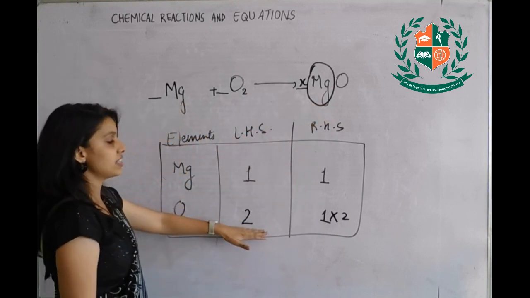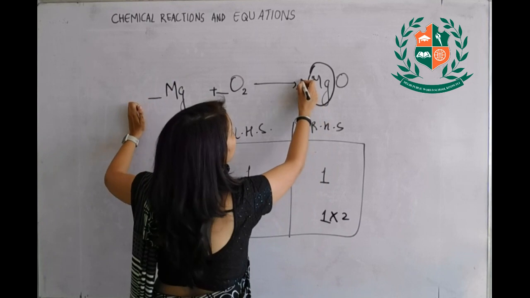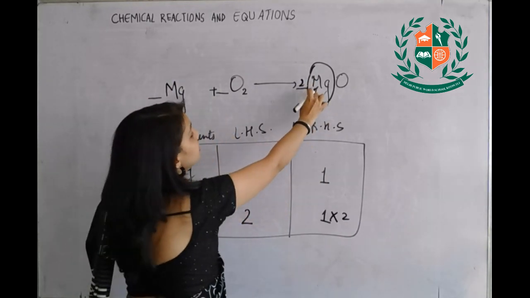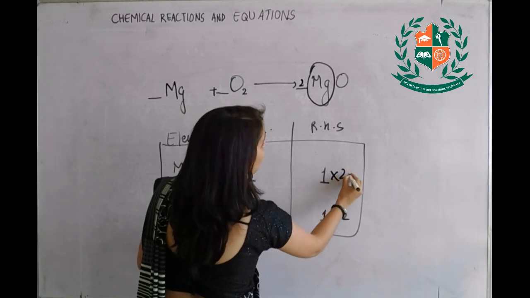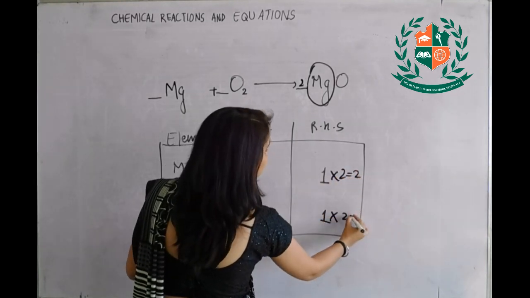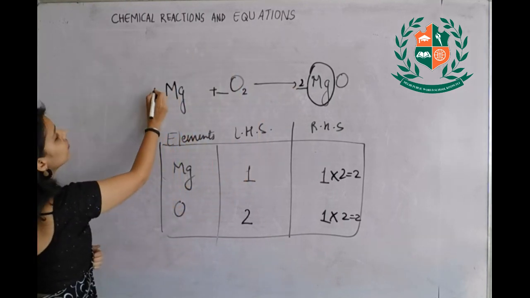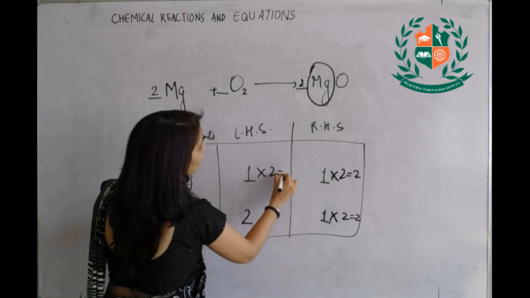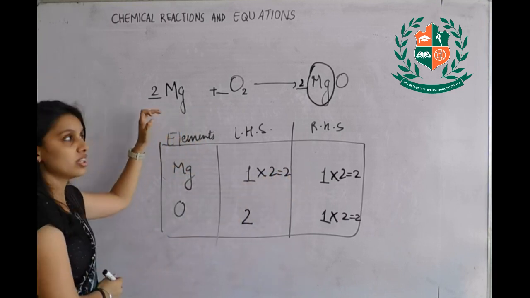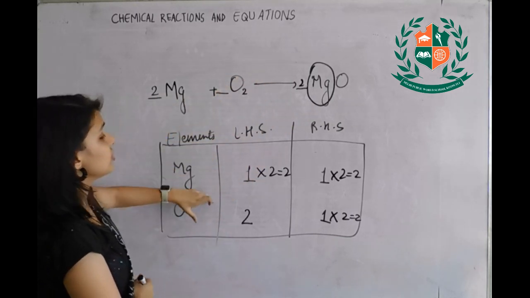So the reaction is balanced for oxygen, but since we have written 2 here, this magnesium is also getting multiplied. Now the magnesium is 2 on the right hand side and 1 on the left hand side. To balance this, we will write 2 over here. Now we have 2 magnesium atoms on the left hand side and 2 on the right. Now this was a simple example.